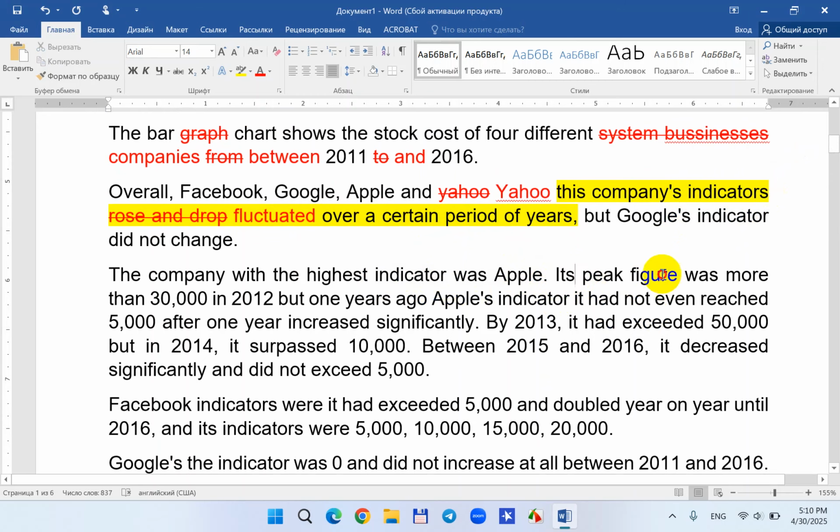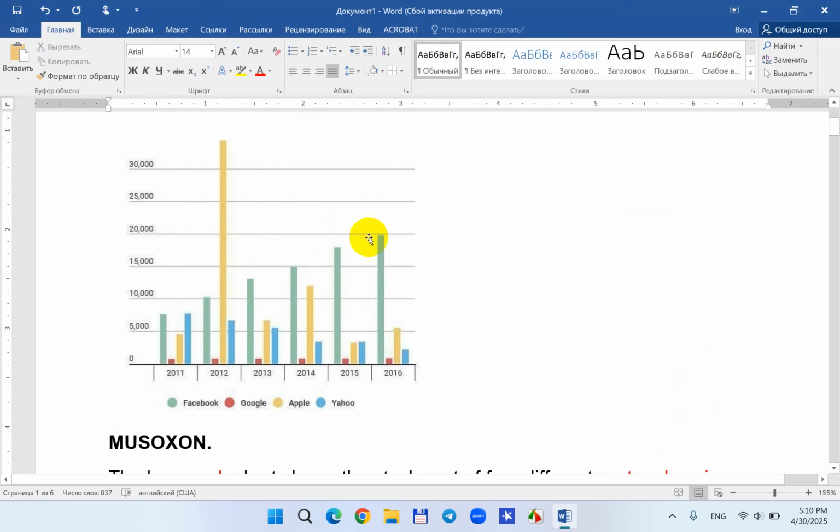"Was Apple. Its peak figure was more than 30,000 in 2012, but 1 year ago, Apple's indicator again it had not even reached 5,000. After 1 year, increases significantly." That's a very unclear sentence. You are not paying attention to grammar. You are not paying attention to punctuation. But you have to improve it.